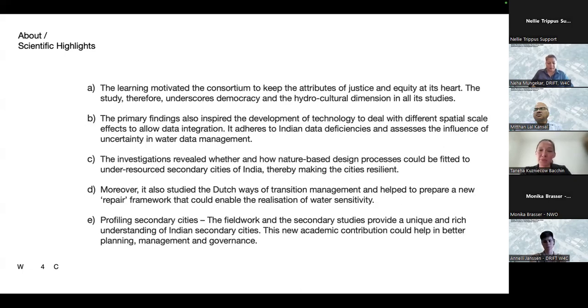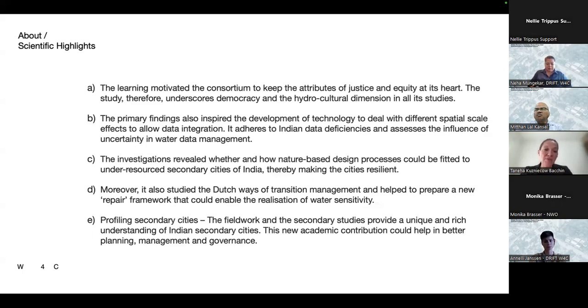So to keep the attributes of justice and equity at the heart, that's extremely important, to underscore democracy and the hydrocultural dimension in all the studies that we have done. So to have those qualities, those values, guiding how we are going about decisions. Primary findings also inspire the development of technology to deal with different spatial scales, effects, to allow data integration. Extremely important: how do we handle data, how actually that will also allow, alongside capacity building programs, for better decision making, and again, to keep this condition of evolving, of adapting to future challenges.